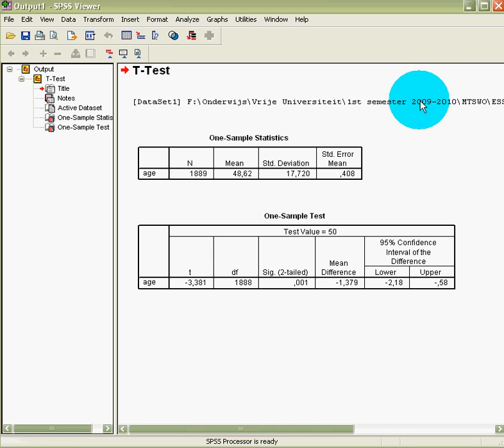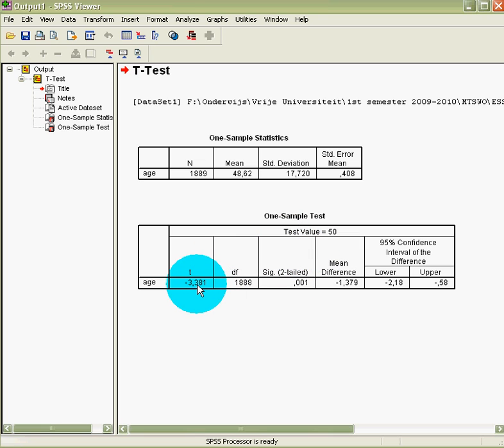SPSS generates an output. First, some descriptives. 1889 persons in our sample. The actual sample mean was 48.62, standard deviation 17.72, and our standard error is 0.408. So everybody knows how this is calculated. It's nothing but the standard deviation divided by the square root of a little under 1900. Okay. Now to our test.